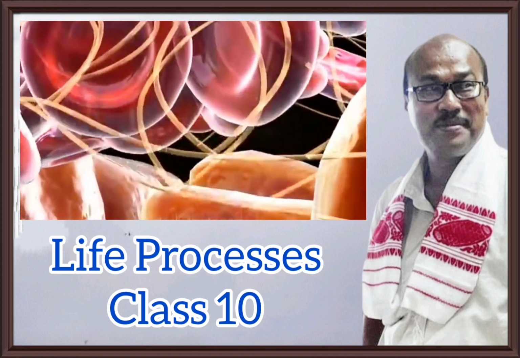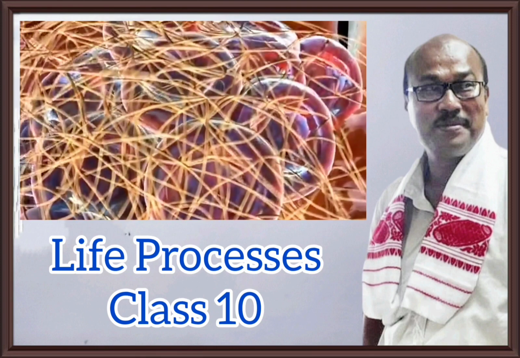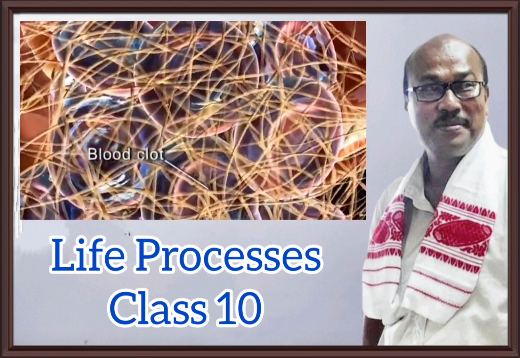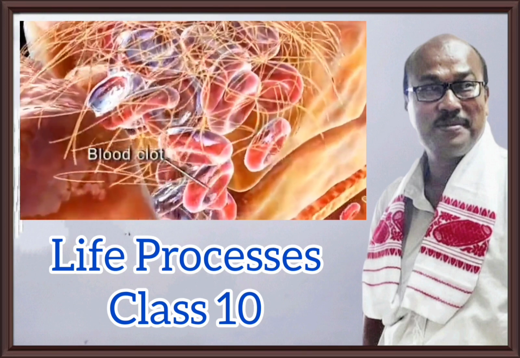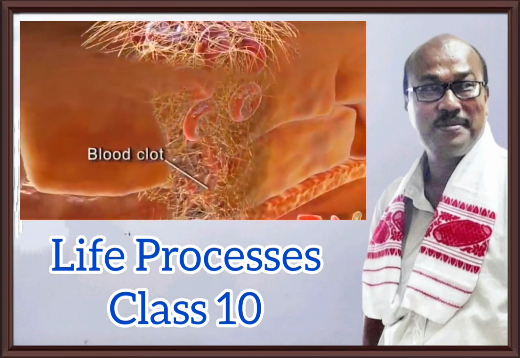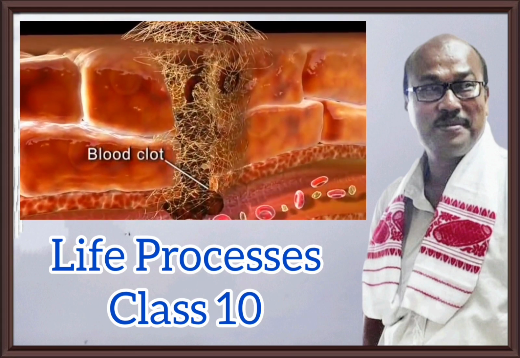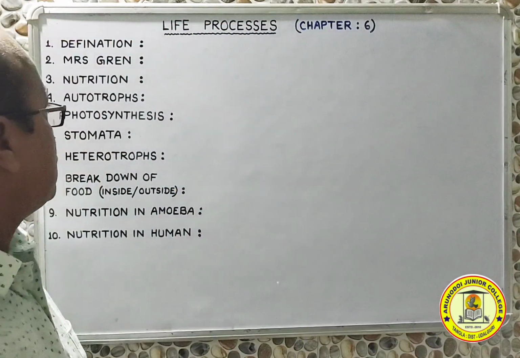We will try to understand how living things get their food. Then autotrophic nutrition. In autotrophic nutrition we shall discuss photosynthesis. Then heterotrophic nutrition, nutrition in amoeba, and nutrition in human being. So let's begin the class. So we are ready to start this lesson, life processes.